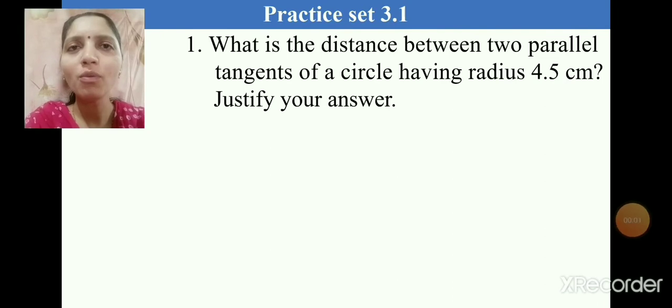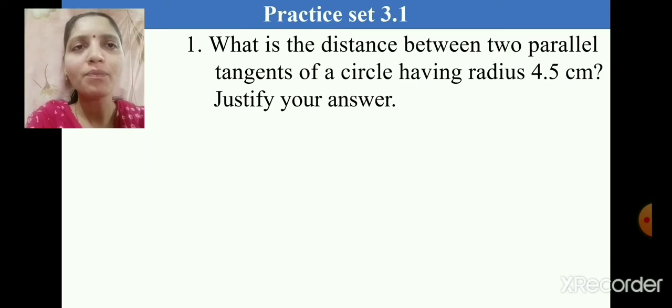Now, before moving on to the next part of this lesson, let's first complete practice set 3.1 because the last sum was remaining. So let's solve this sum. What is the distance between two parallel tangents of a circle having radius 4.5 centimeter, and also we have to justify our answer. Justification means we have to write the reason for our answer.